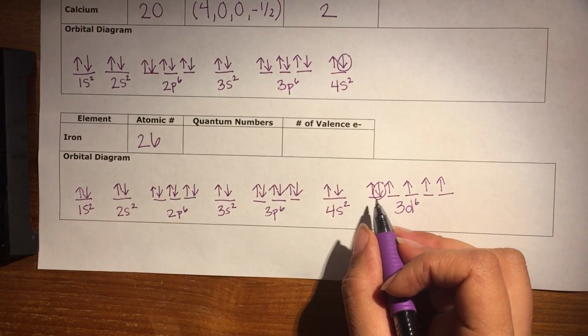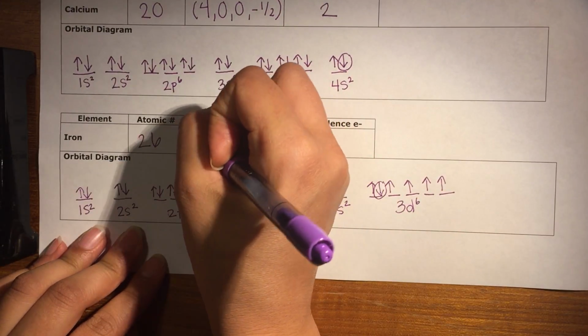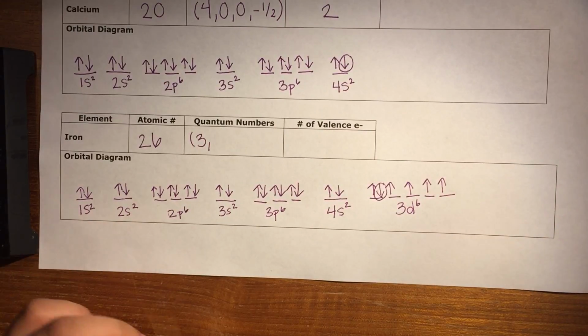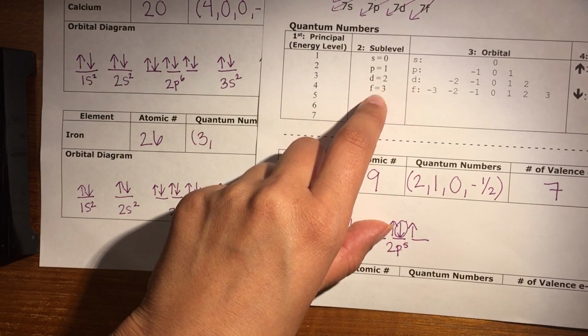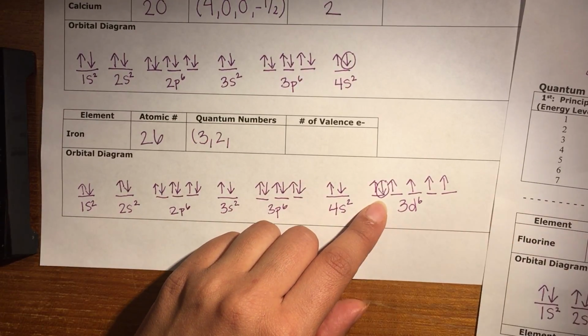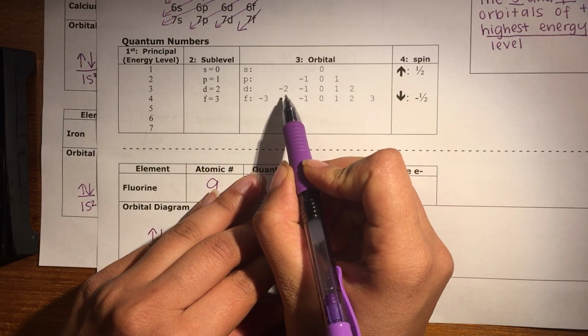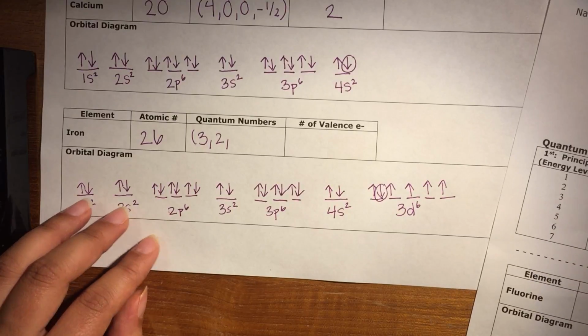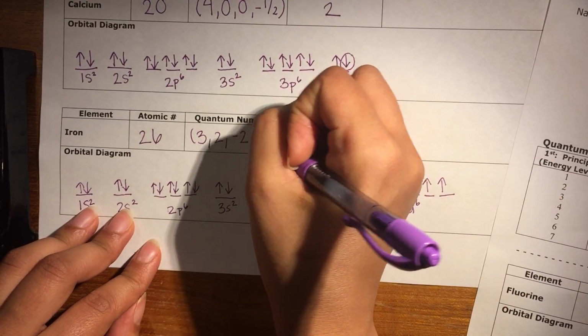Okay, so this is the quantum numbers we're describing. So its energy level is 3. Its sublevel is D. So D is 2. Okay. Within the D, it's in the first spot. So if we look at our D, the first spot gets a -2. Okay, and it's spinning down, so it's a -1/2.